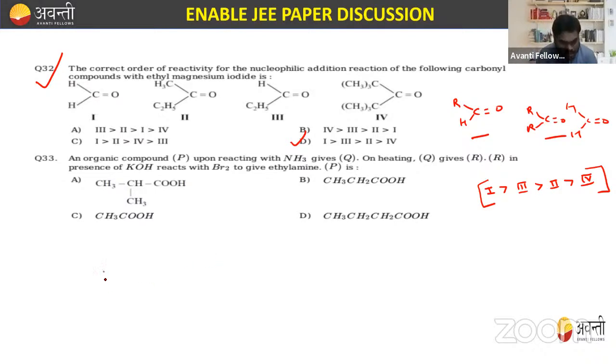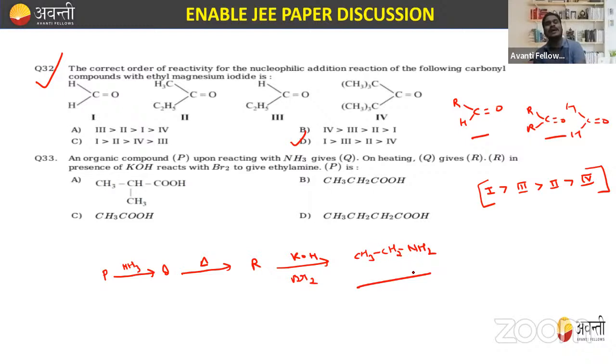We don't know which P this is, but when it reacts with NH3, it will form Q. Now, on heating Q, it gives R, right? And R in the presence of KOH reacts with Br2 to form ethylamine, that is CH3CH2NH2.